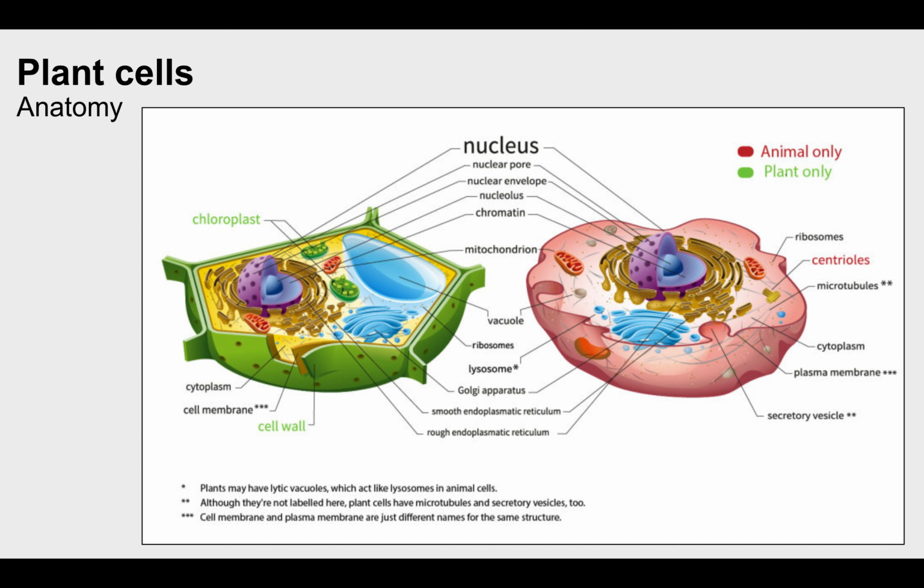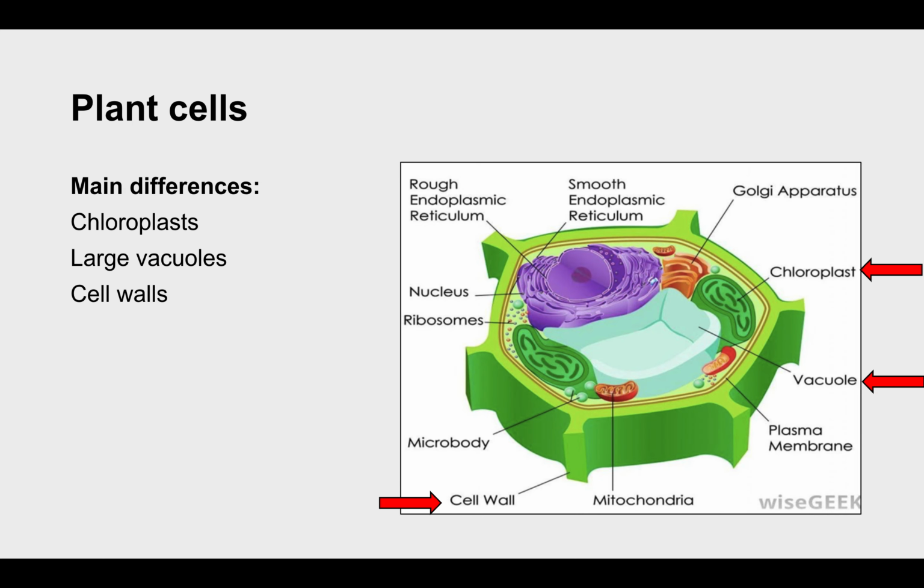Okay, but a plant cell is going to have key features that an animal cell does not. Those main differences are that a plant cell is going to have many chloroplasts. That's an organelle. It's going to have a very large vacuole, also an organelle, and it's going to have a cell wall, which is not an organelle, but a structure surrounding our cell itself.